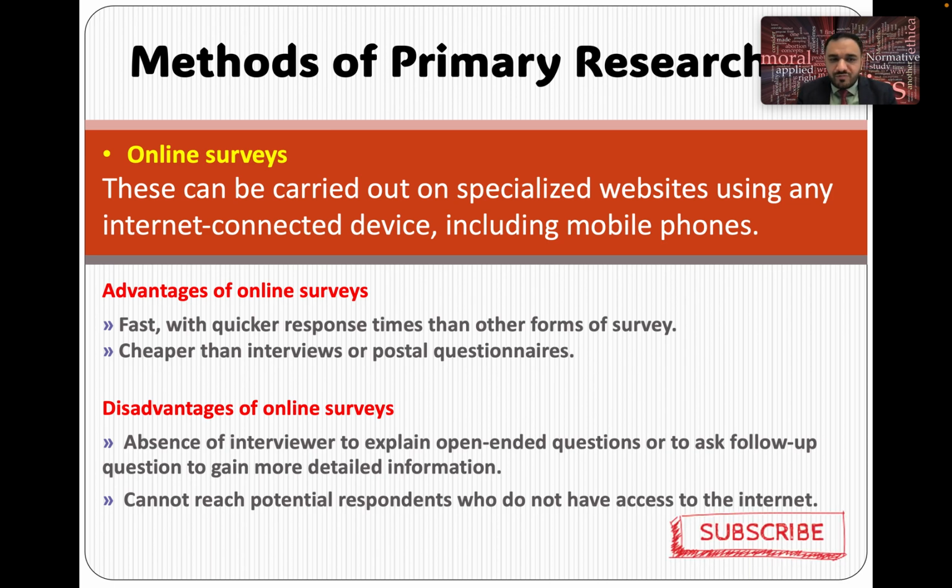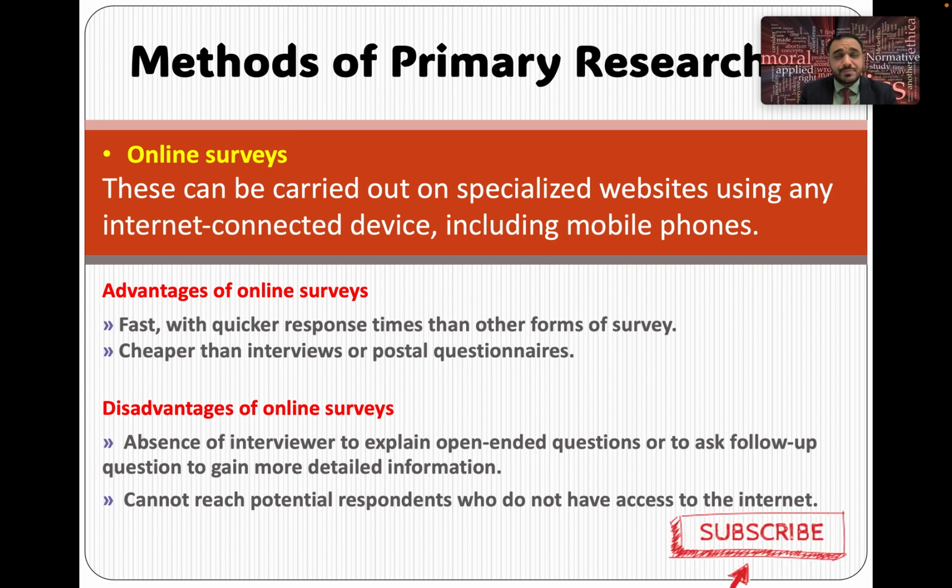Advantages of online surveys include that they are very fast, with quicker response times than other forms of surveys, and cheaper than interviews or postal questionnaires, because you are not spending any money on paper or anything. Disadvantages of online surveys include the absence of an interviewer to explain open-ended questions or to ask follow-up questions to gain more detailed information. For example, if we receive an online form to fill, to give feedback, and we have confusion in any question, we cannot ask anyone. With physical questionnaires, you have people, and if you have any problem, you can ask them, and they can sort out your problem. The second disadvantage is that you cannot reach potential respondents who do not have access to the internet.